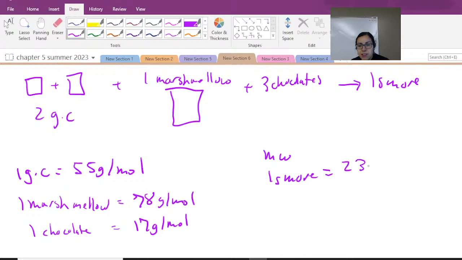So did we all at least see the method for that? Where did that 2 come from? The 2 graham crackers? Oh, okay. So yeah, we just multiplied, so 2 graham crackers. We're basically adding up, so this is kind of the law of conservation of mass. We can just add up everything on our reactant side, and it should equal everything on our product side.